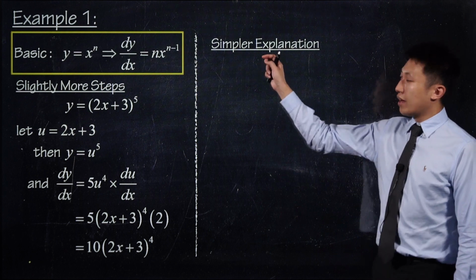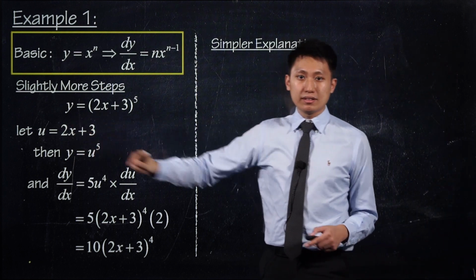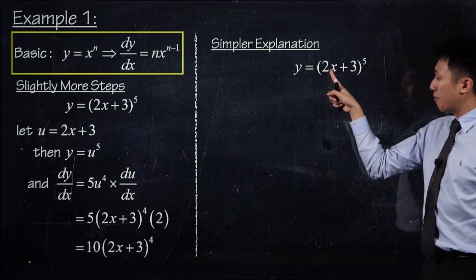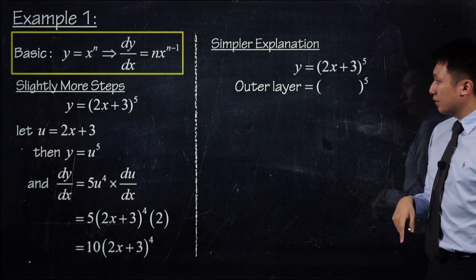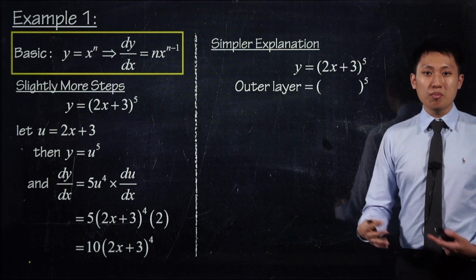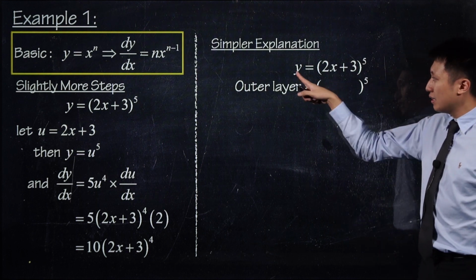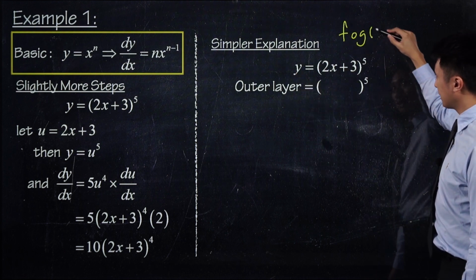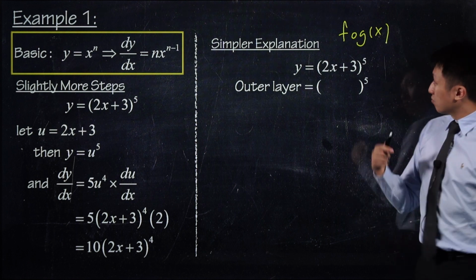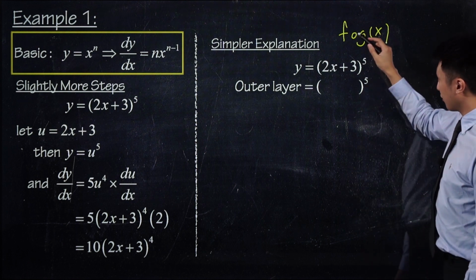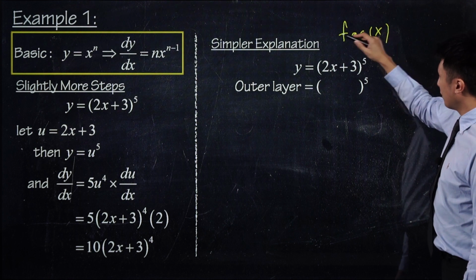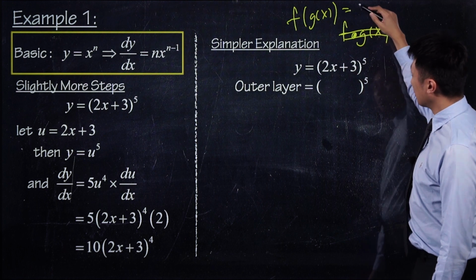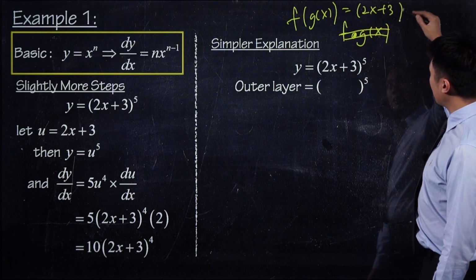I don't prefer this one because it takes a lot of steps, so I will just do this. y is equal to 2x plus 3 to the power 5. Then the outer layer. What do you mean by outer layer? It means this function is actually something like f composite g of x. I think you are not very familiar with this circle, so I don't write the circle. I write f(g(x)). Let's say this thing is equal to 2x plus 3 to the power 5.